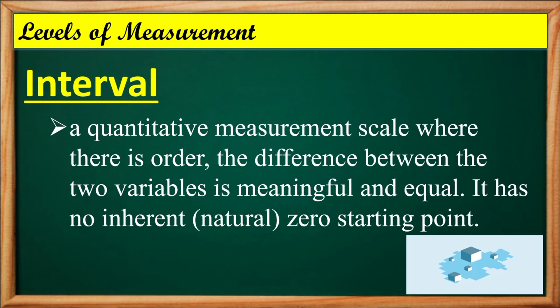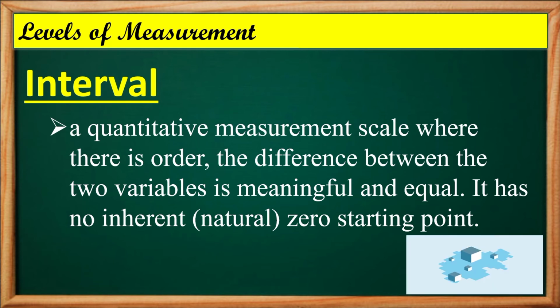Yan. Now, interval is a quantitative data or quantitative measurement scale where there is order. The difference between two variables is meaningful and equal. It has no inherent zero, which is the starting point. Example, temperature in Baguio City, which is 0 degrees Celsius, does not mean absence of temperature. Meron siyang meaning. Okay? Pag sinabi natin 0 degrees Celsius, ibig sabihin, that is the freezing point. Meron siyang meaning. Okay? That is a quantitative measurement. That is the interval. Okay?